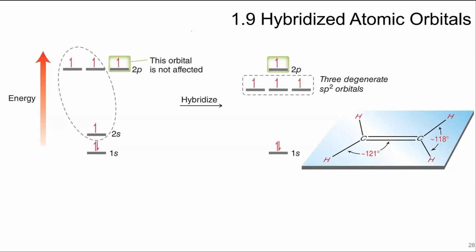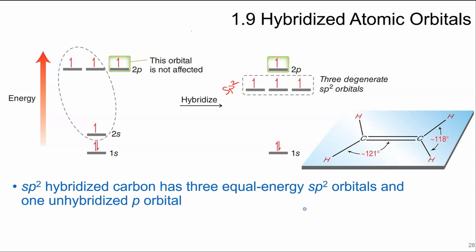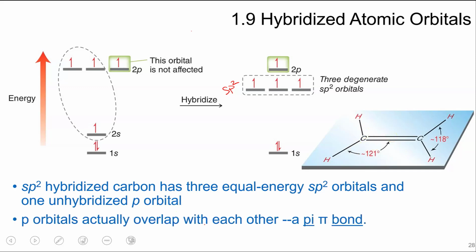For sp2, this orbital is not effective. We're going to hybridize these ones to make 3 bonds. So we hybridize, we get 3 sp2 orbitals, and then 1 2p, and that's going to form your double bond. So sp2 hybridized carbons have 3 equal energy sp2 orbitals and 1 unhybridized p orbital. So it can form 3 sigma bonds, and then there's 1 pi bond. P orbitals overlap with each other and form a pi bond.